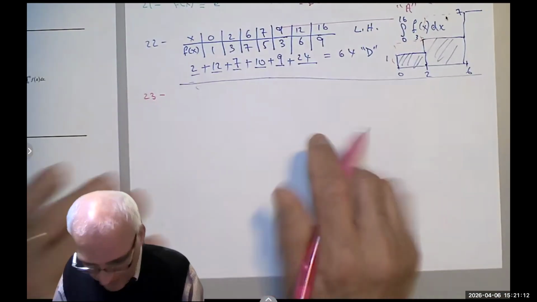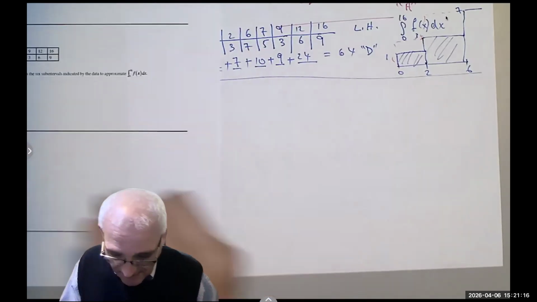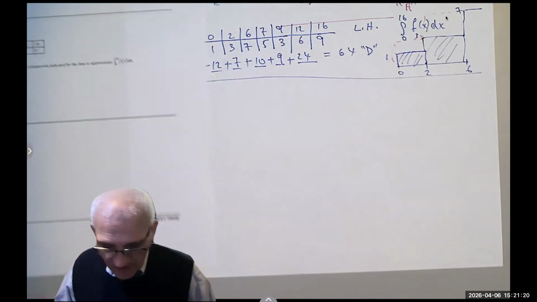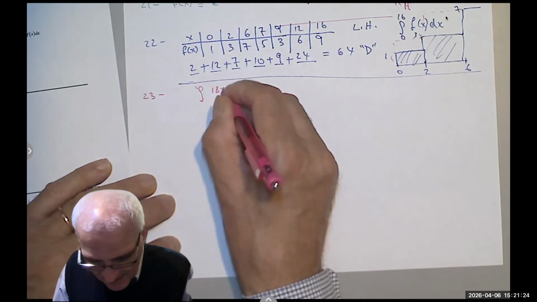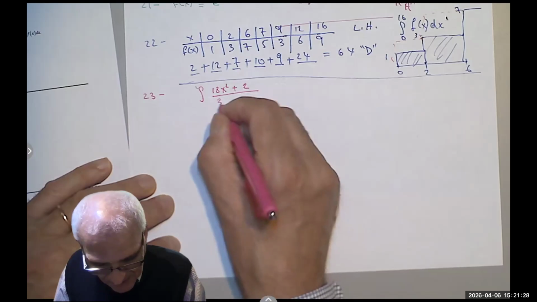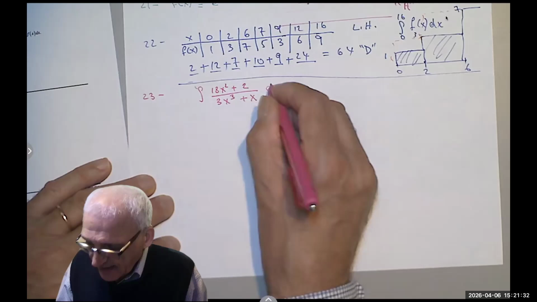Let's move to number 23. That's a typo, by the way. I did it, and this number should be a 2, not a 9. So you want to integrate (18x squared plus 2) over (3x cubed plus x) dx.